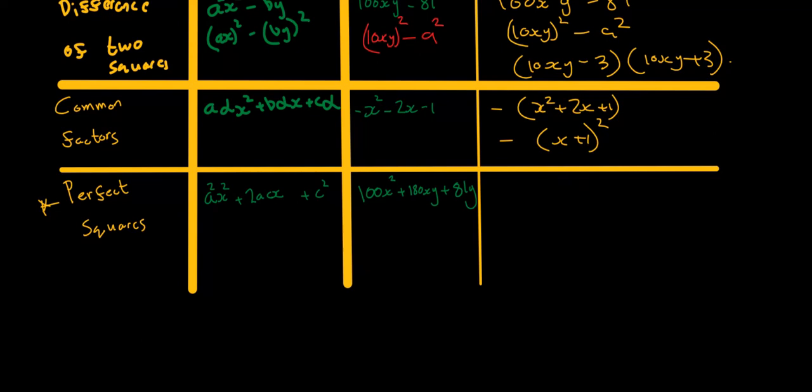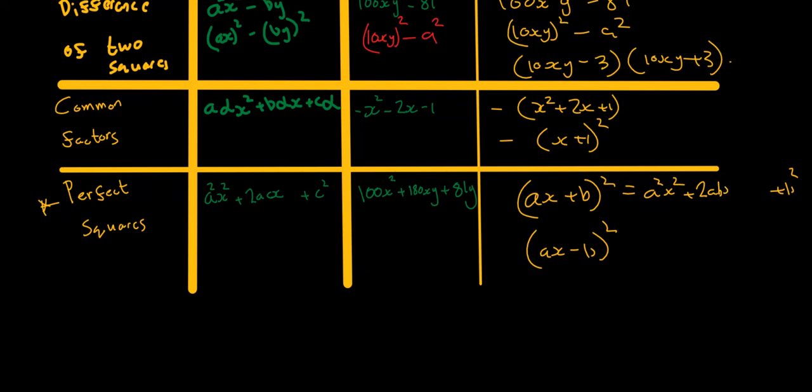Okay, so we have a perfect square here. And perfect squares are always in the form of (ax plus b) squared, or we could have (ax minus b) squared. We square the first, square the last, and we double the product. Same here, square the first, square the last, and we double the product.